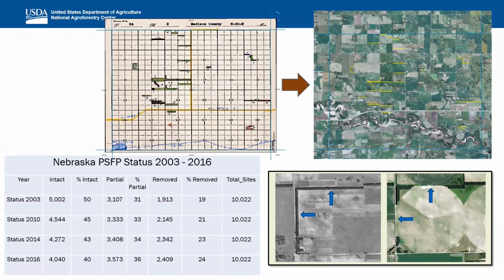And so this table in the lower left shows the status of those sites between 2003 and 2016. So a little surprising, we can see that a majority of the windbreak sites still have an intact or partially intact windbreak. And the percentage of those removed increased over this time period. And again, these are the sites of the windbreaks that were planted in the Prairie States Forestry Program in the 1930s. The aerial imagery in the lower right there with the arrows shows a partially removed windbreak.